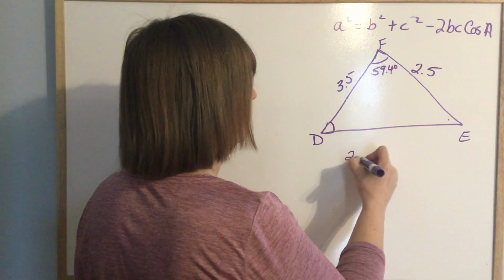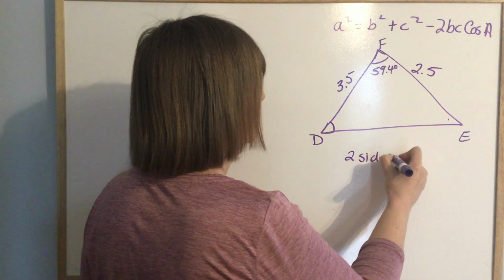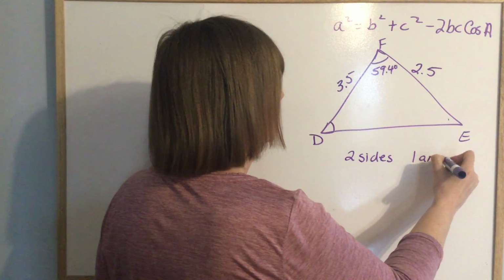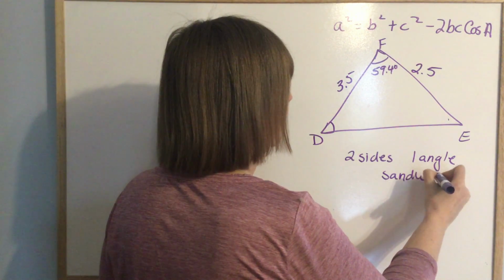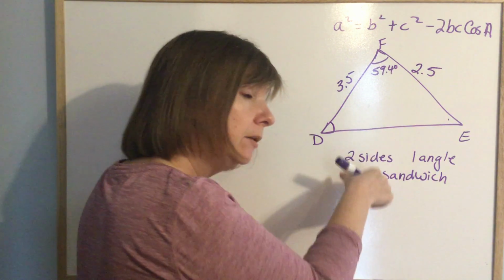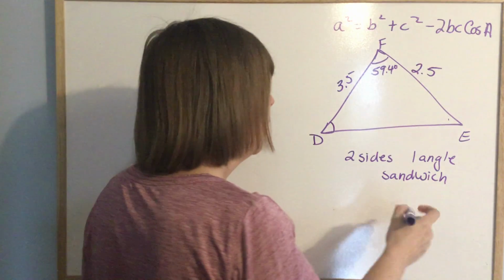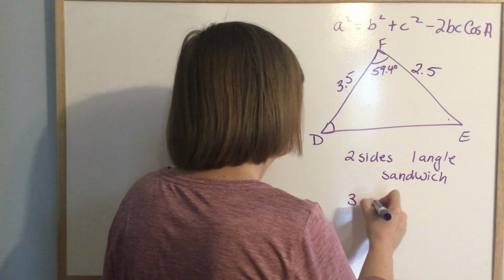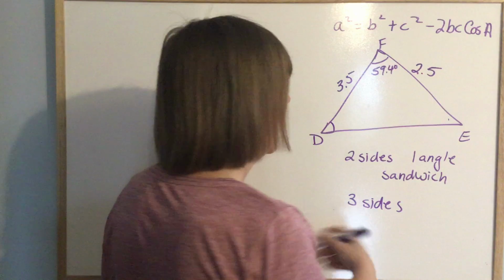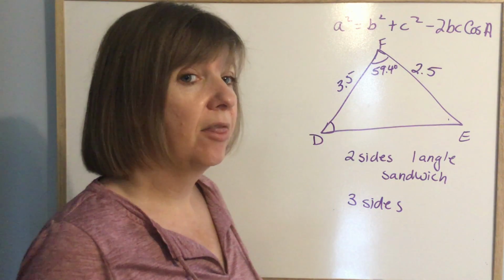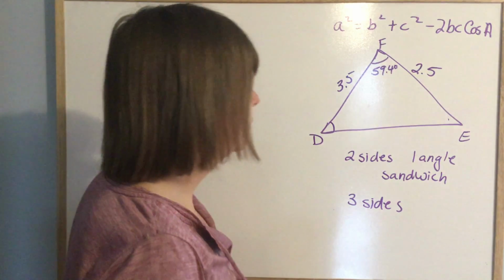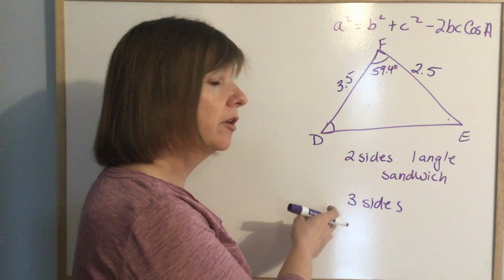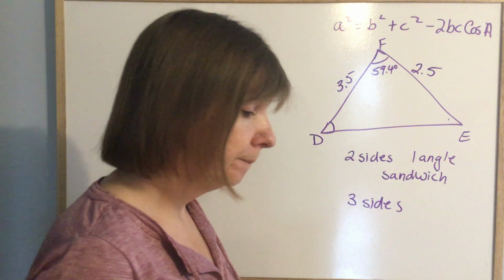If you know 2 sides and 1 angle, and it is a sandwich. In other words, the angle is in between the 2 sides. Or if you know 3 sides and no angles at all, then you're going to have to use law of cosines. We're going to do one of each of these scenarios, okay?